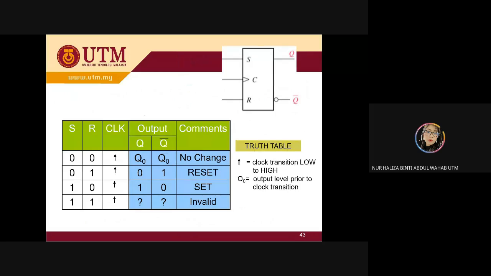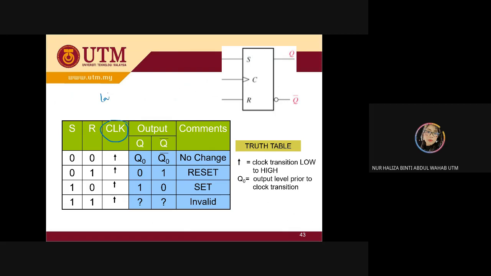Where is it? This one. I already mentioned just now, it is totally similar. When you have 0 and 0, you're going to have no change. 0, 1, you have reset, which is go to 0. 1, 0, you have set, or 1, 1, you're going to have invalid. Which one? This, the difference now is clock.